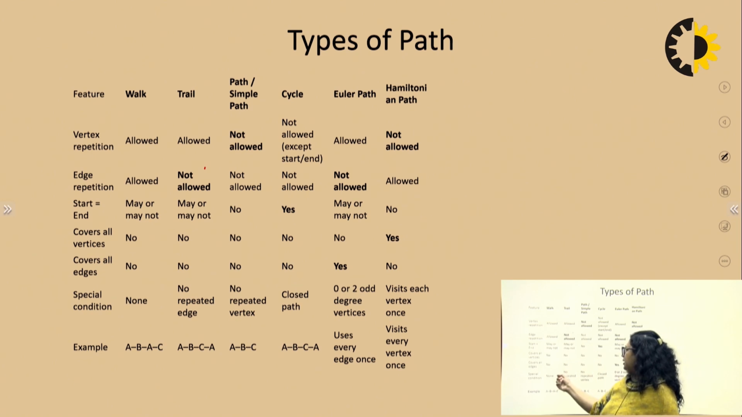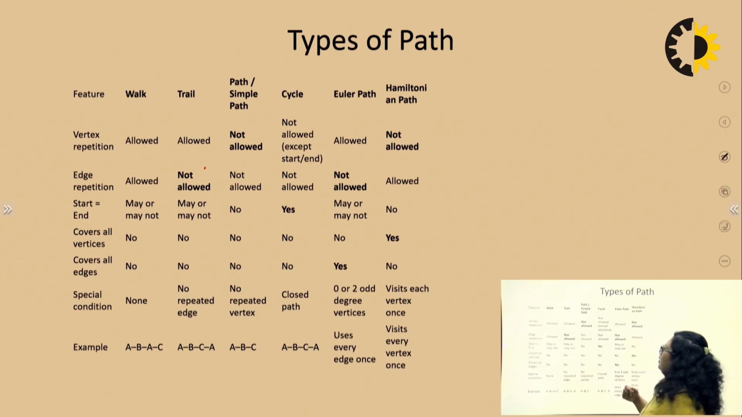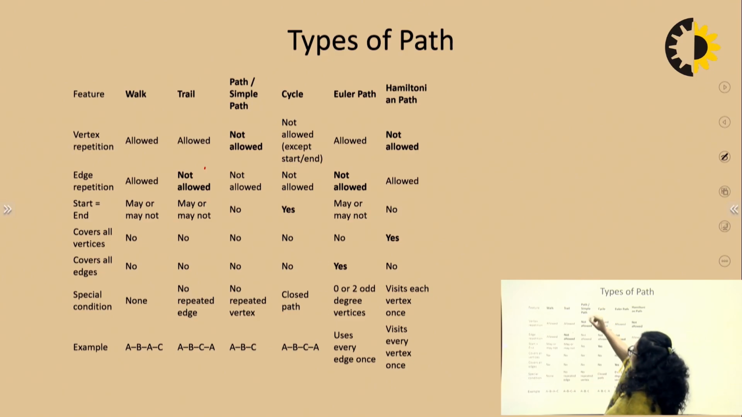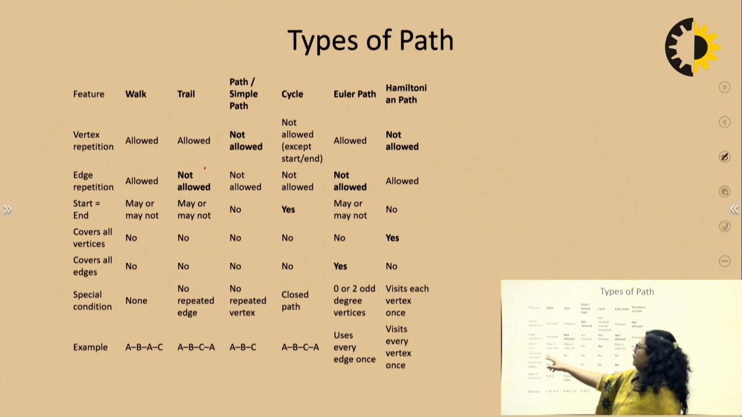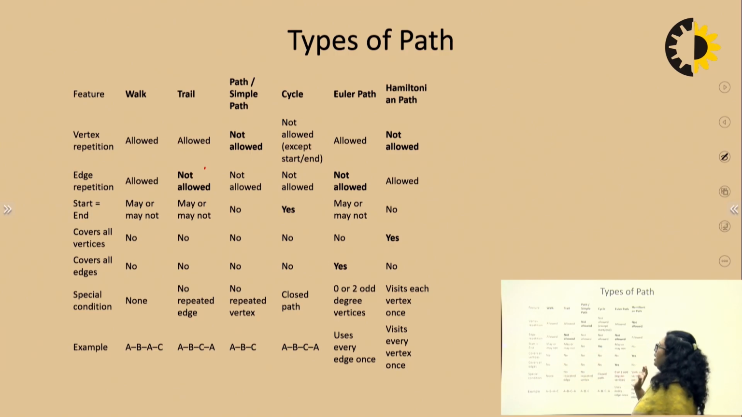And special condition is there should be no repeated edge. If we go for path or simple path, vertex repetition is not allowed in a path. Edge repetition is also not allowed. Start and end vertex is not allowed. Covering all vertices and covering all edges is not required in a path. And special condition, no repeated vertex is allowed in a path, or we can say it as simple path.